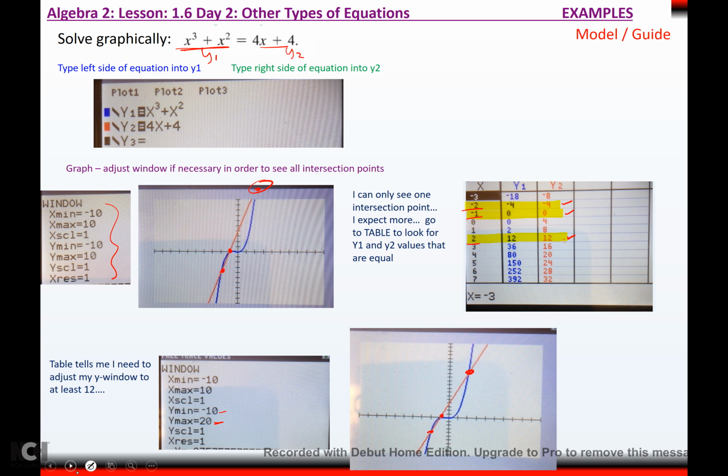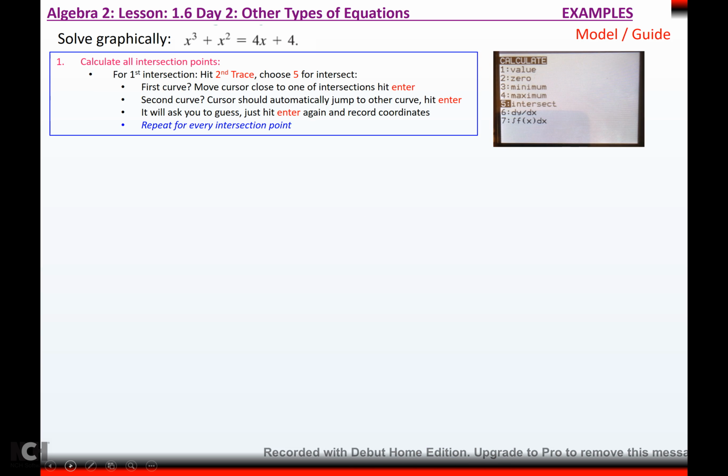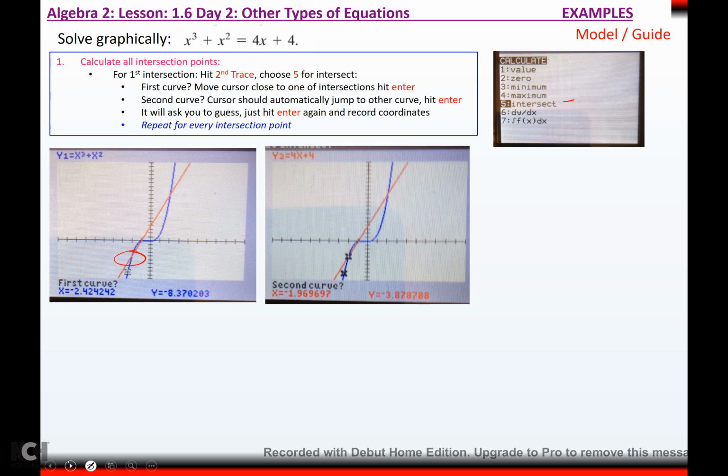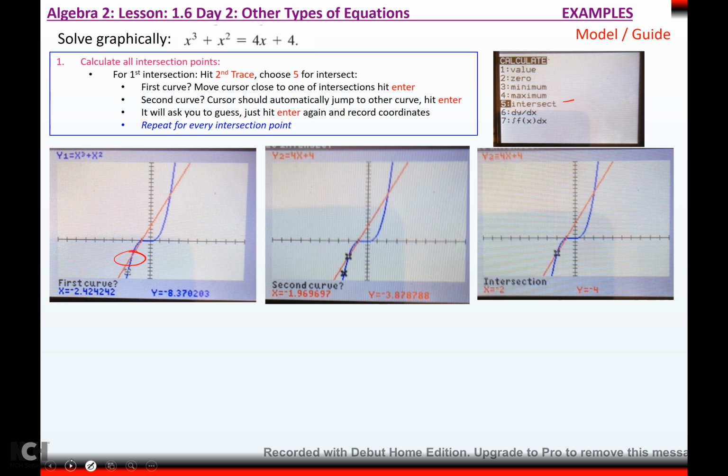Okay? So now we're going to calculate intersections. So we go to second, trace, calculate, choose choice 5 for intersection. And again, I want to be close to over here, so first curve, hit enter, then it'll jump to the red, hit enter, and then enter through your guess. And there's the solution, -2, -4. But I have to do it two more times. So I've got -2, -4.